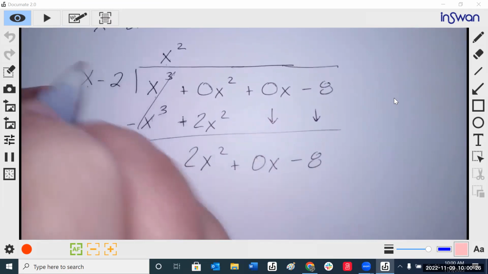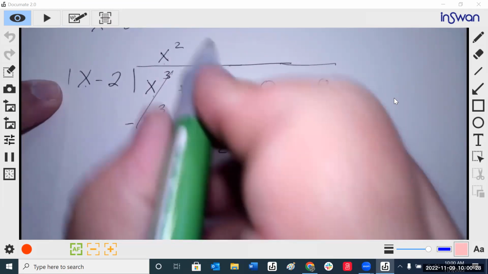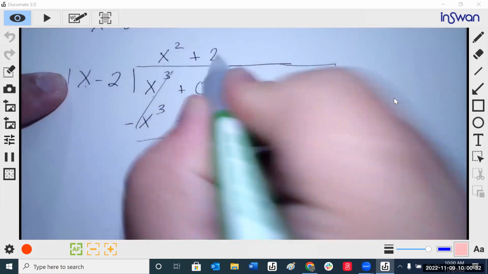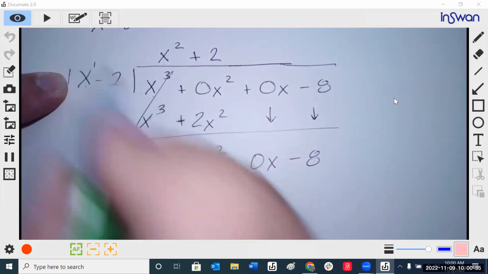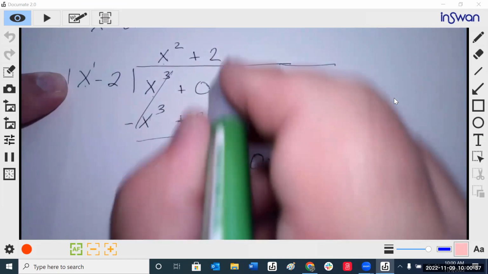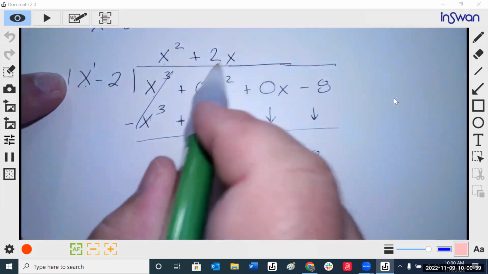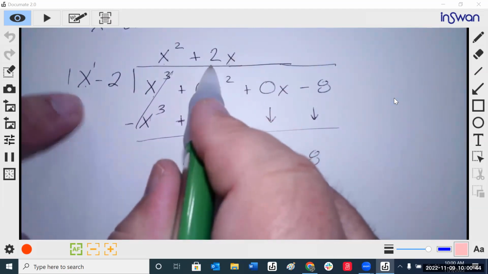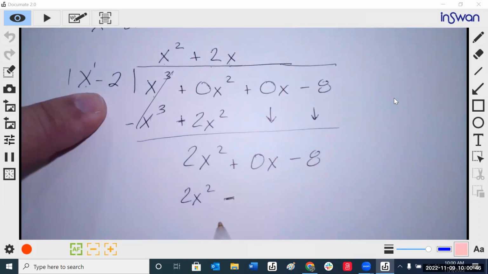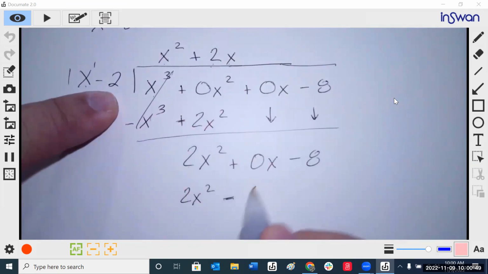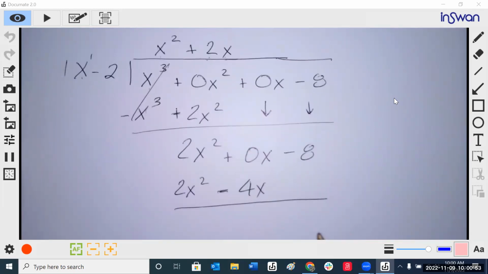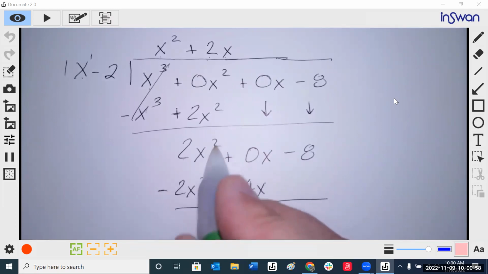Repeat the process. A positive is a positive. What times 1 gives me 2? 2. I have 1x. How many more do I need to get to 2? 1 more. So 2x times x is 2x squared. Positive times negative is negative. 2 times 2 is 4x. Change the signs. And add.